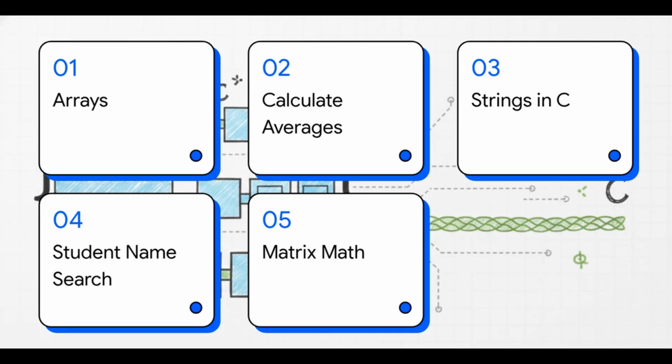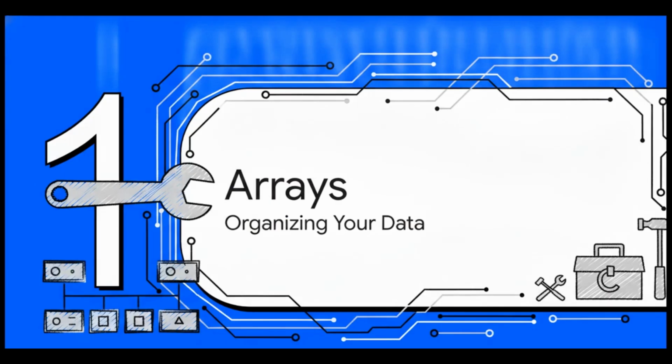Okay, so here's our roadmap for today. First, arrays, organizing your data. Then, our mission, calculate class averages. Third, strings, handling text in C. Next up, mission, student name search. And finally, the final challenge, matrix math. All right, let's kick things off with part 1, arrays, organizing your data.